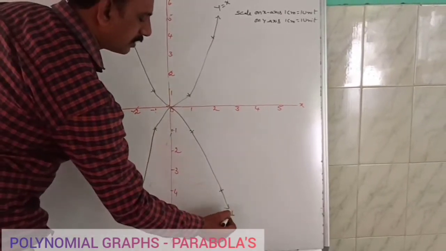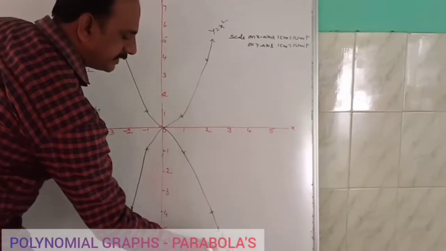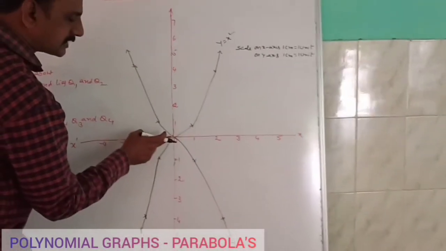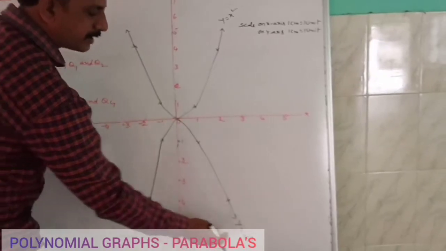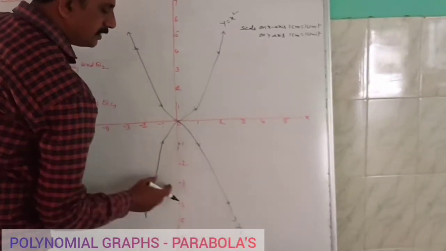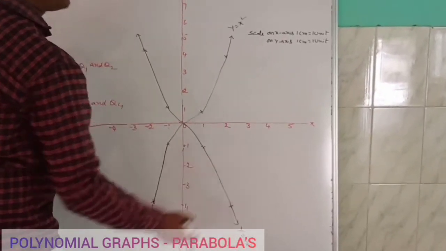This is y equal to minus x square. It is also a parabola. It passes through the origin. It is symmetric about the y-axis in the negative direction because m is negative. It lies in coordinate 3 and coordinate 4.